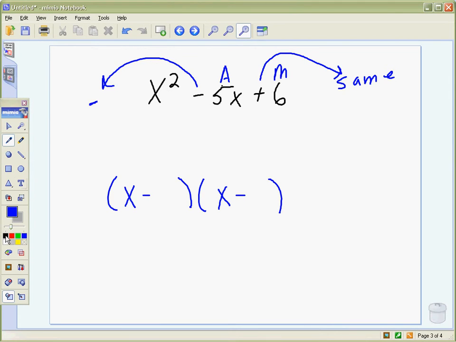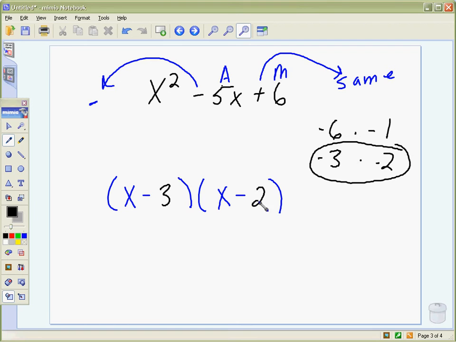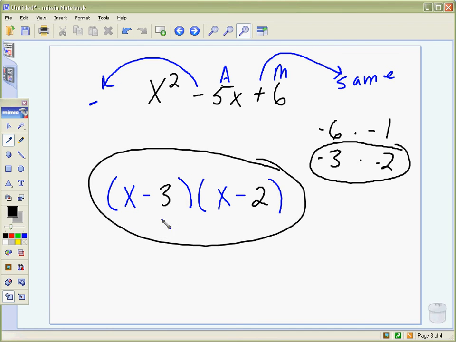So let's look at the ways we can multiply to get 6 again. 6 times 1, 3 times 2. My signs are the same, they're both minus, so which one of these sets will add to get me negative 5? Negative 3 plus negative 2 gets me negative 5, so my answer is x minus 3, x minus 2. That's my answer. Notice I'm interchanging the terms negative and minus. They're pretty much the same thing.